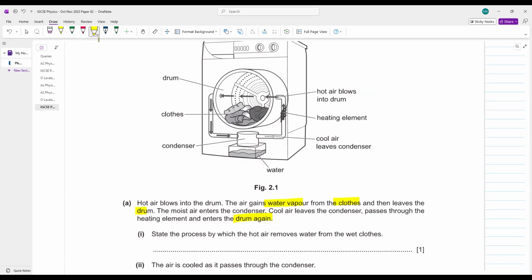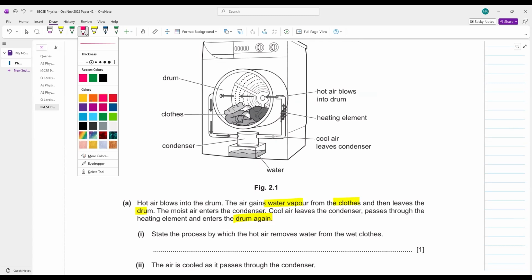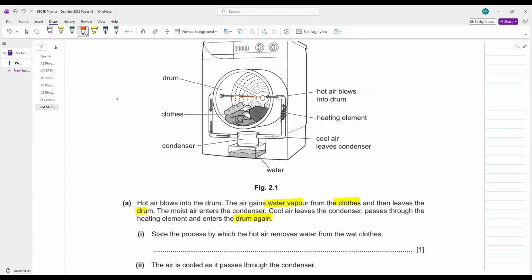Okay, let me explain the cycle again. I think I can do a better job doing that. What is happening here is you have hot air blowing from the drum.